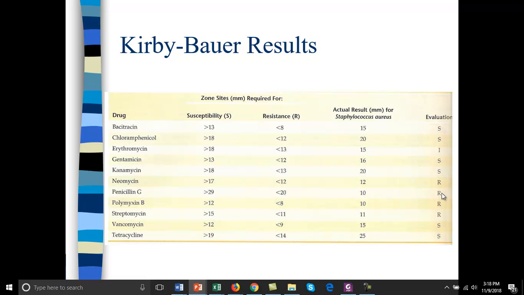Okay, so know how this particular table works, because I'm going to give you the first 4 columns, and then you have to tell me whether the bacteria is susceptible, resistant, or if it falls in the intermediate range. You'll be able to fill in the rest of the table.